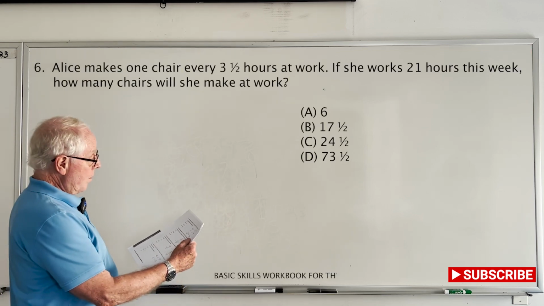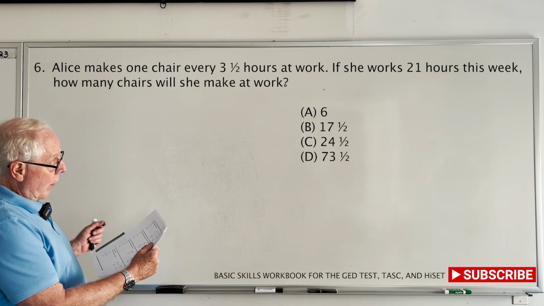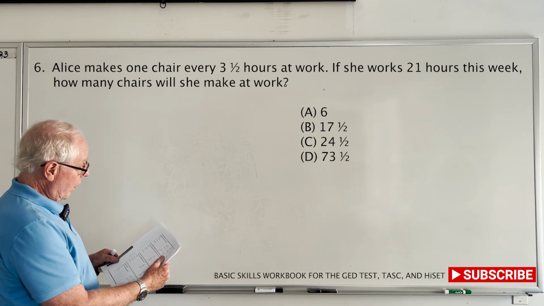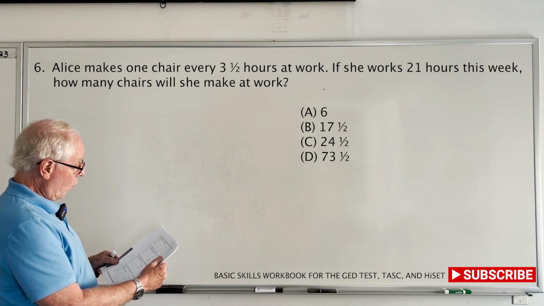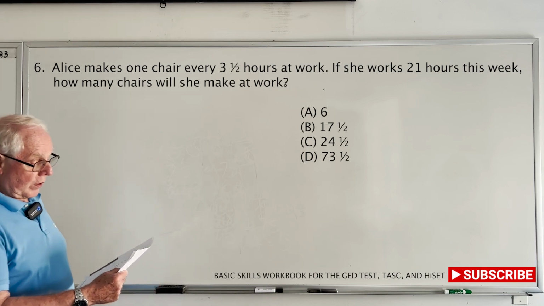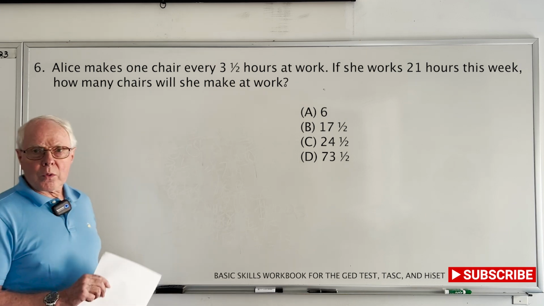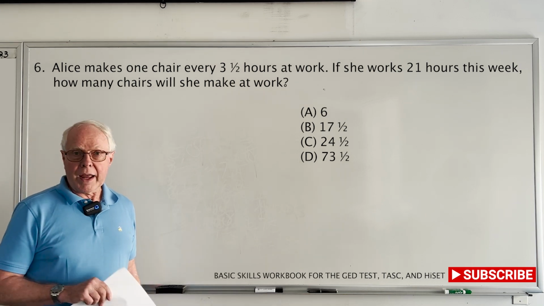It says here, Alice makes 1 chair every 3.5 hours at work. If she works 21 hours this week, how many chairs will she make at work? And here we have multiple choice we can look at. All right, so again, think about it for a minute. What are we going to do with these two numbers, 21 and 3.5?